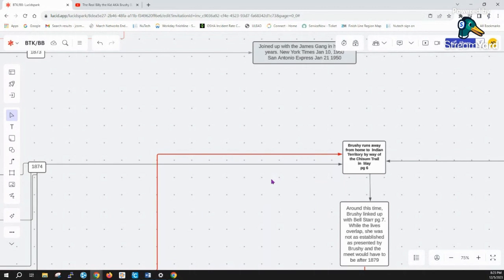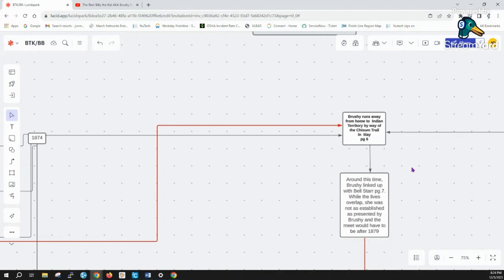The very dangerous rascal that caused Brushy's aunt to run away with him. Anyways, they had a falling out, and Brushy's dad took a beating to him and beat him bad and put him in bed for a little while. And he said that as soon as I was able to, I took off out of there. So I don't even know if, according to his story, he was fully recuperated from his injuries. But in the beginning of May is when he took off from home. And so around this time, Brushy linked up with Belle Starr, page 7.